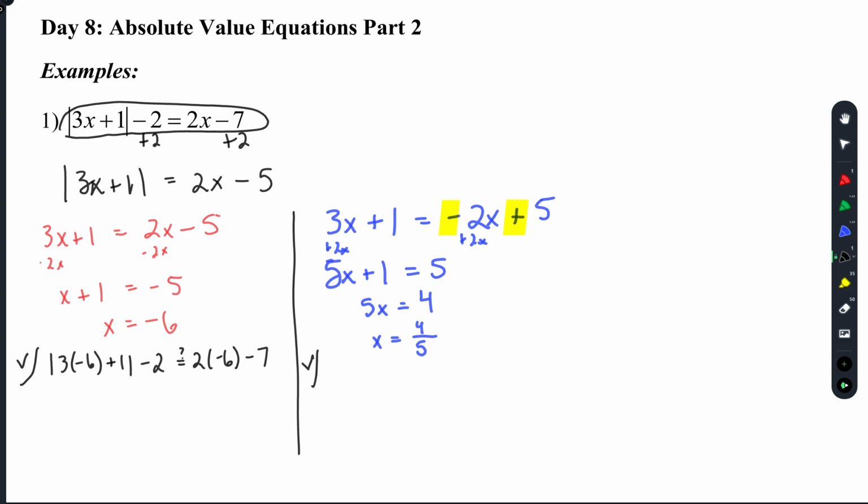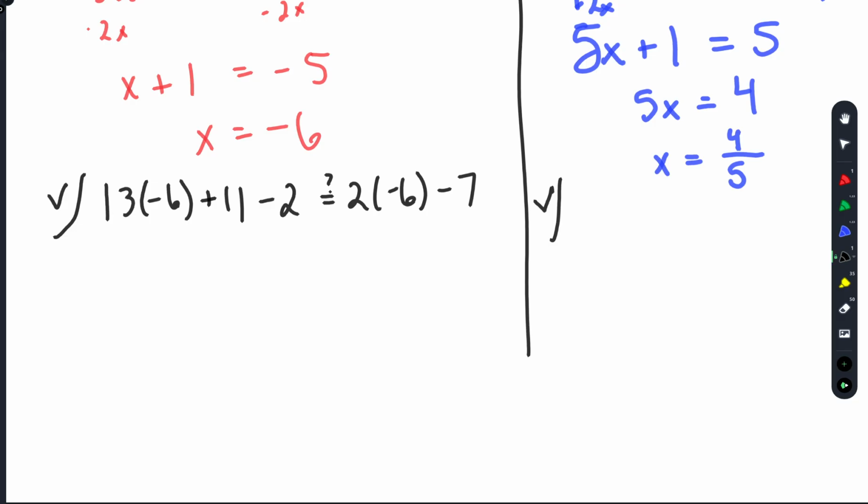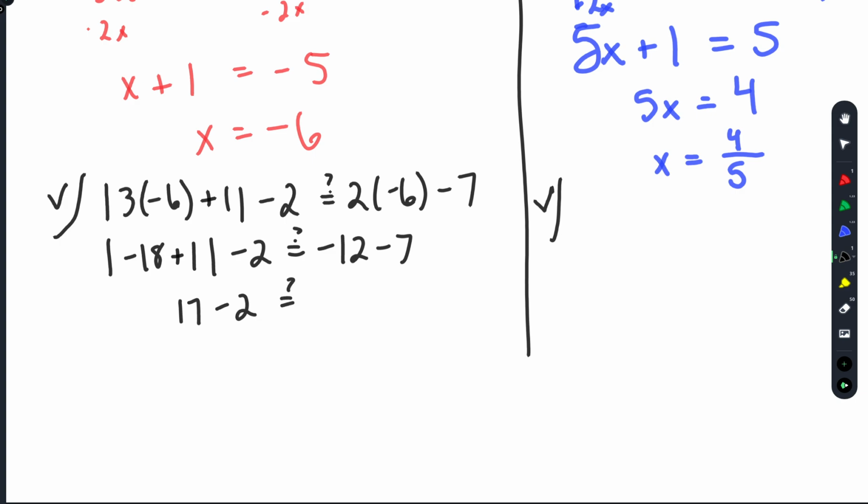So the typed equations, you're going to plug this in. And then now you're just going to get after it. Ready? So you get -18 plus 1 minus 2, and we have to see if that equals -12 minus 7. I don't think so. No. So then you get -17, then take the absolute value of it, you get positive 17. And once you know that it doesn't work, you can be done.